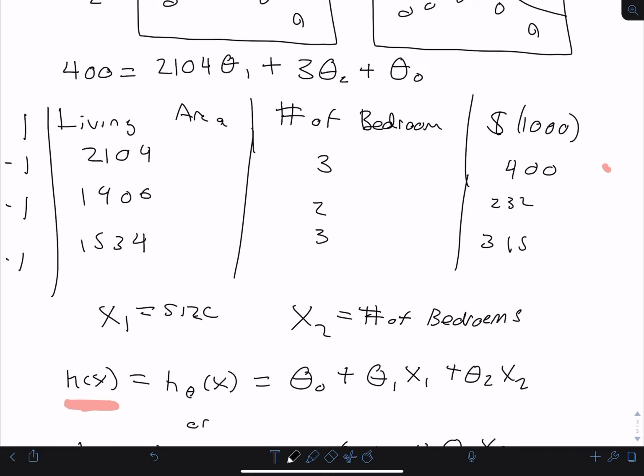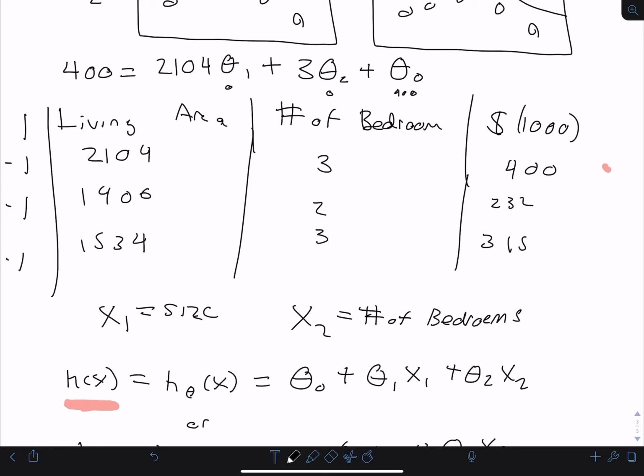Could you solve that? Could you come up with some numbers? There are a lot of solutions to this, but could you come up with some numbers that could give me that? I can give you one off the top of my head very fast. I can make theta 1 equal to 0, make theta 2 equal to 0, and then make theta 0 equal to 400. That could work, right? Because it would be 2104 times 0 plus 3 times 0 plus 400. That would work if our machine was trying to predict only one specific scenario; that's like hard coding the answer, basically.